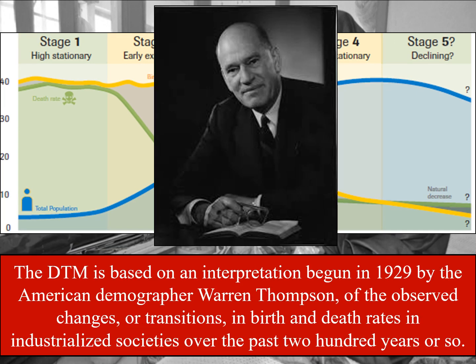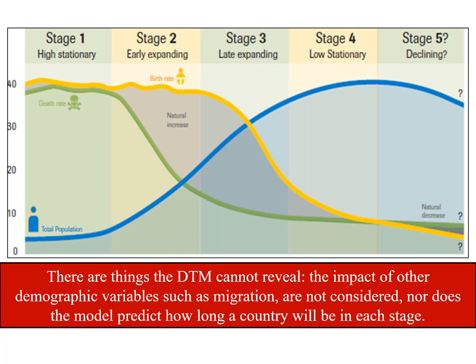The demographic transition model is based on an interpretation began in 1929 by an American demographer, Warren Thompson, of the observed changes or transitions in birth and death rates in industrialized societies over the past 200 years or so. There are things the demographic transition model cannot reveal. The impact of other demographic variables, such as migration, are not considered, nor does the model predict how long a country will be in each stage.